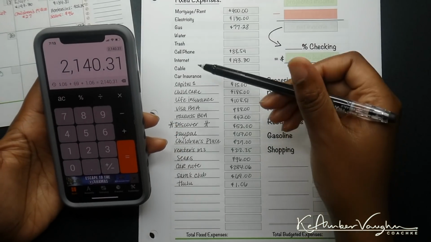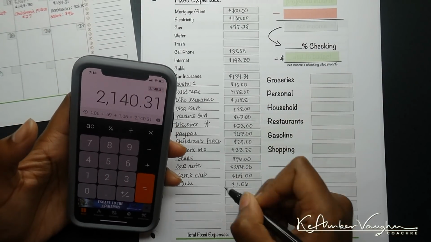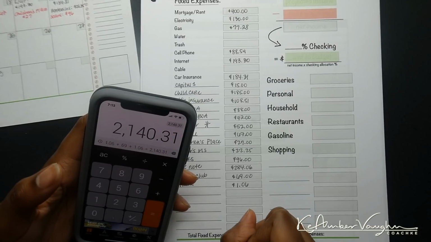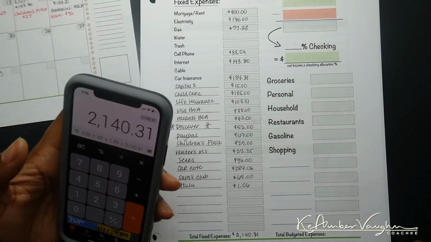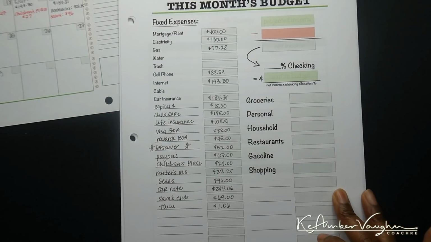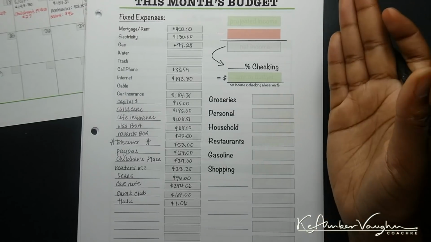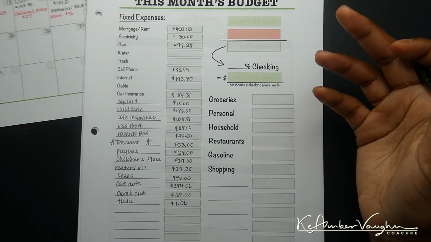And really, I could put Hulu up there with the cable instead of using another line, but she had enough lines, so she was okay. So total fixed expenses is $2,140.31. So that's that. All right. Now let's go ahead and move in over to this side.